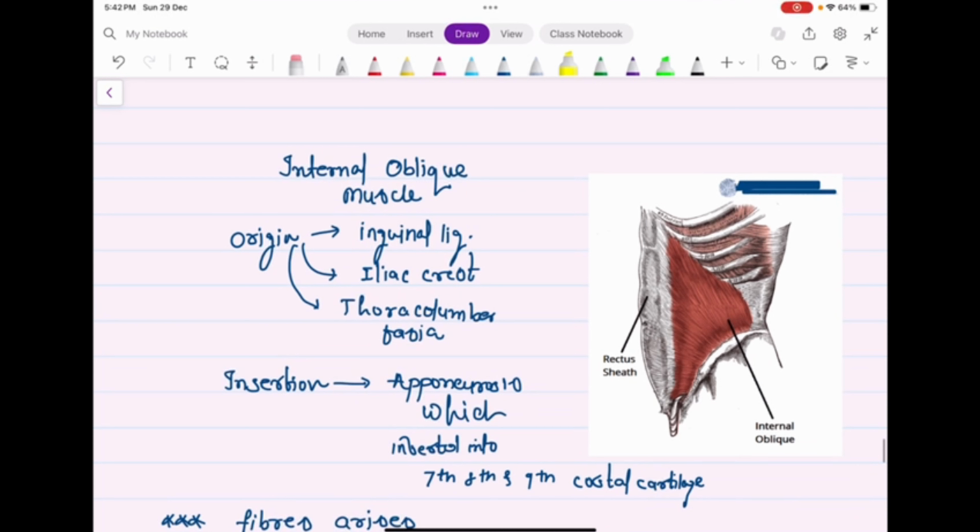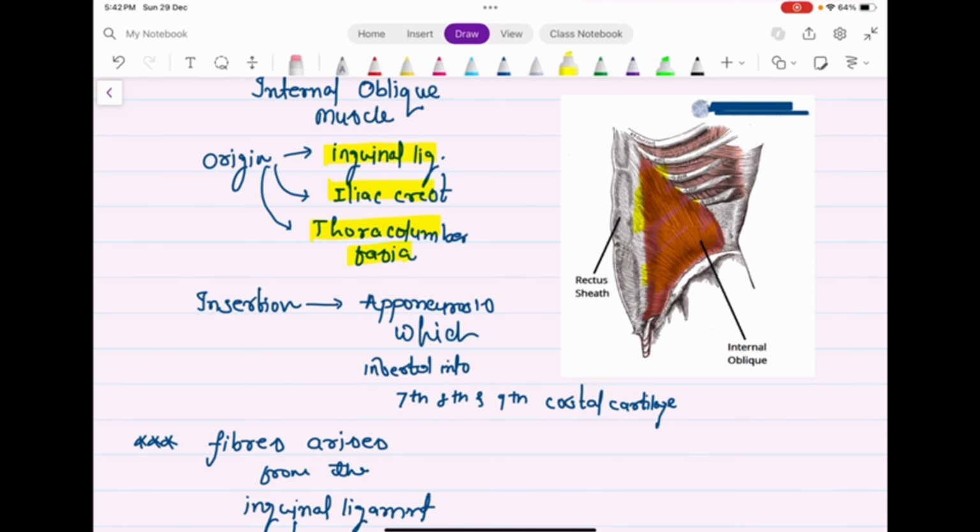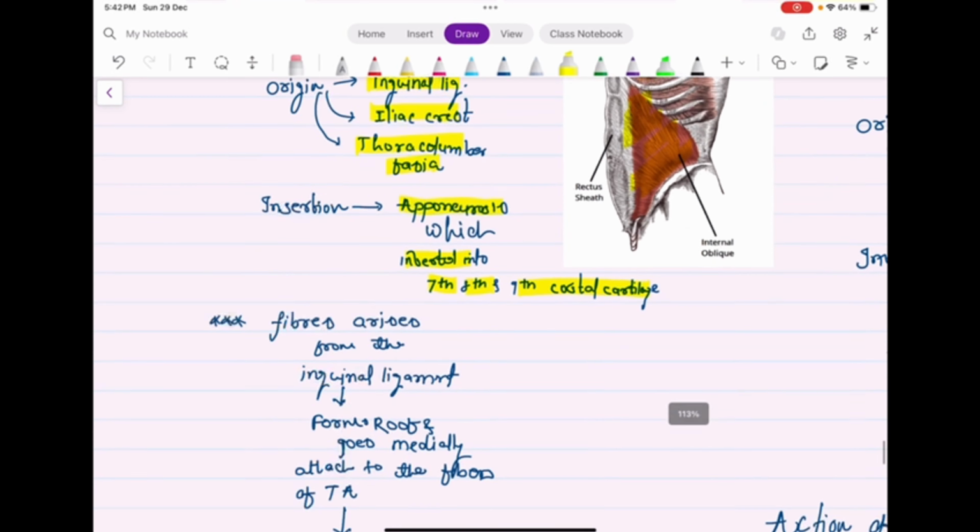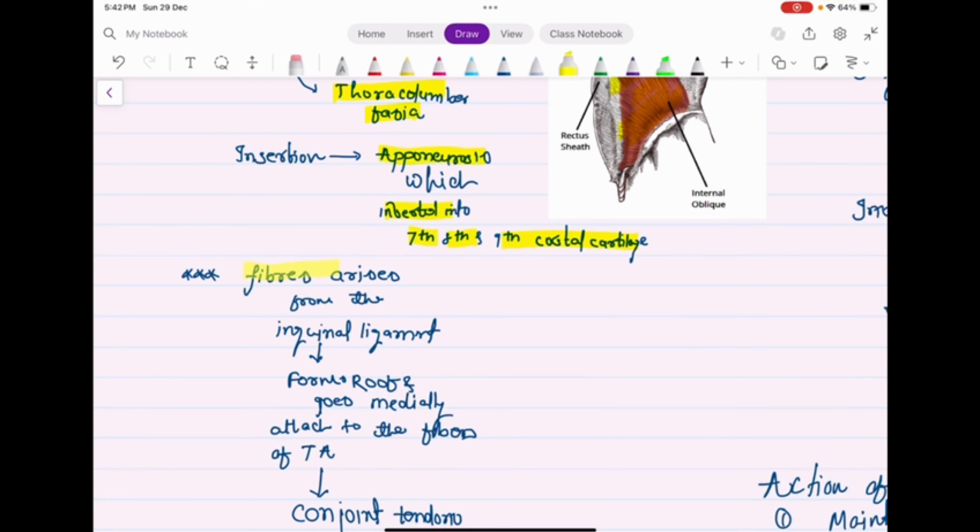Now, coming to the internal oblique muscle. This is the internal oblique muscle. The origin is the inguinal ligament, iliac crest, and thoracolumbar fascia, and its aponeurosis is inserted into the 7th, 8th, and 9th costal cartilage. Okay, the fibers arise from the inguinal ligament, form the roof, go medially and attach to the fibers of transverse abdominis.